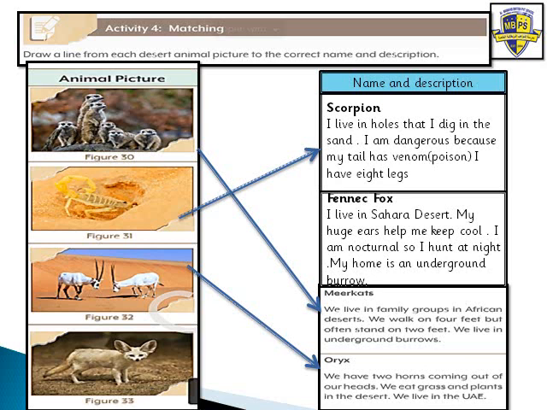Yes, very nice. And the last one, it looks like a fox, but this is a special one. This is the fennec fox. I live in the Sahara Desert. My huge ears help me keep cool. He has huge ears to help him be cool. I am nocturnal, so he is active at night. So I hunt at night. My home is an underground burrow.